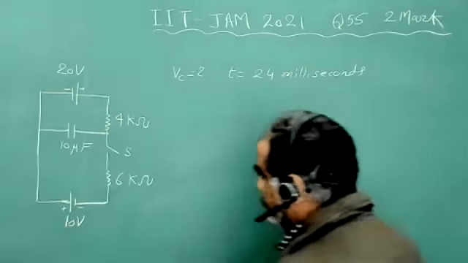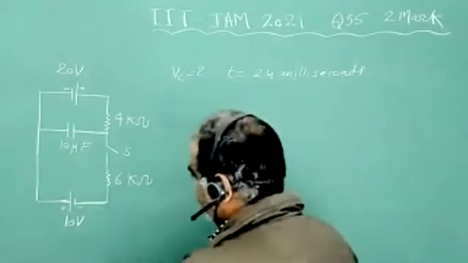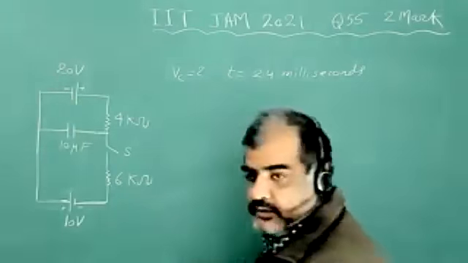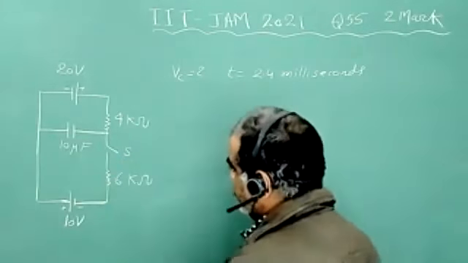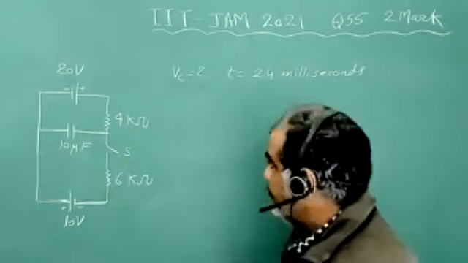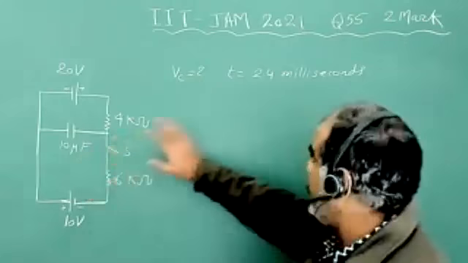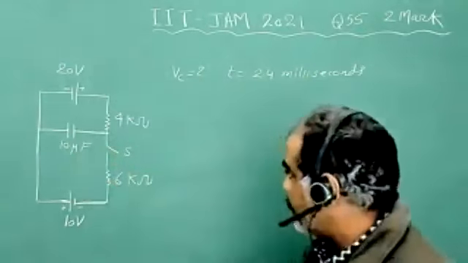In this question, we are given a capacitor of 10 microfarad, and across it I have two batteries of 20 volts and 10 volts. In the beginning, this switch S is open, and then we close it. He's asking what is the voltage across this capacitor after t equal to 2.4 millisecond. So how to do this?